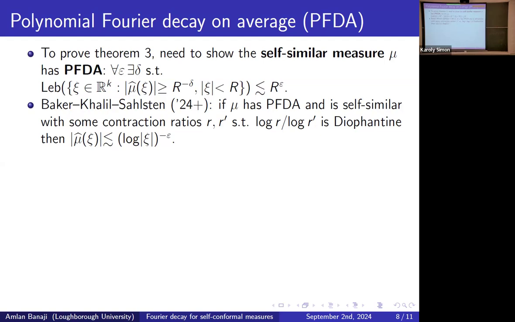So in some sense, you can use this property of polynomial Fourier decay on average to get rid of the bad frequencies at the expense of going to a slightly slower Fourier decay.